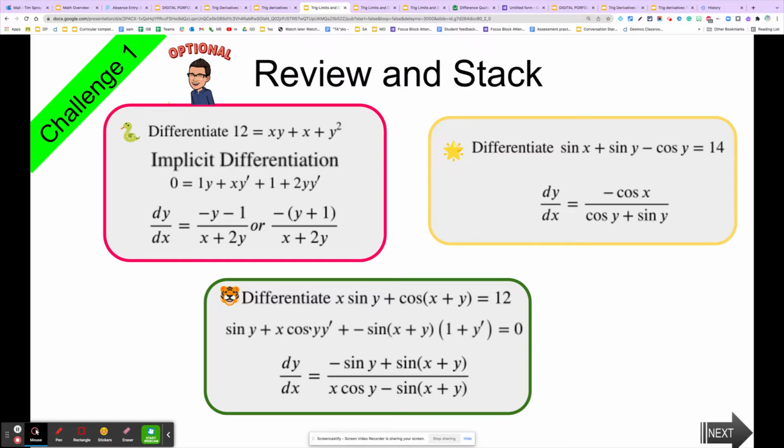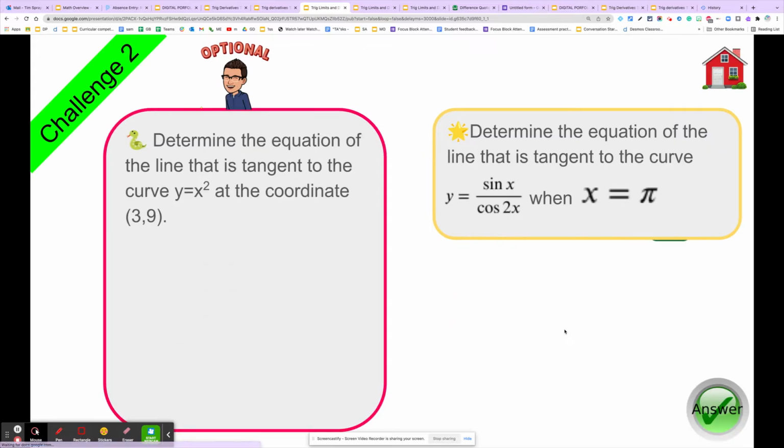We're going to keep all the y primes on this side. Notice that when we expand this out, it's going to be 1 times this whole thing, and then y prime times this whole thing. So when we do that, it's going to be negative sine of (x plus y) plus negative y prime sine of (x plus y). Keep all the y primes on one side, keep everything else on the other, and finish it from there.